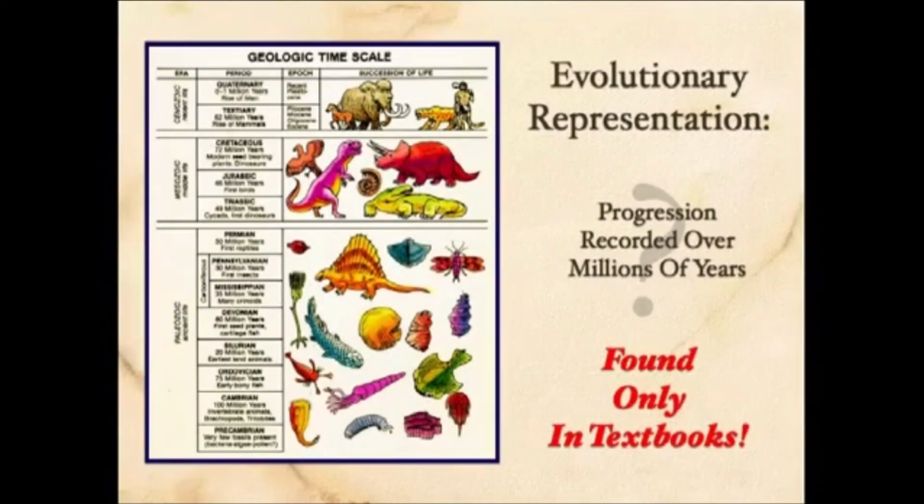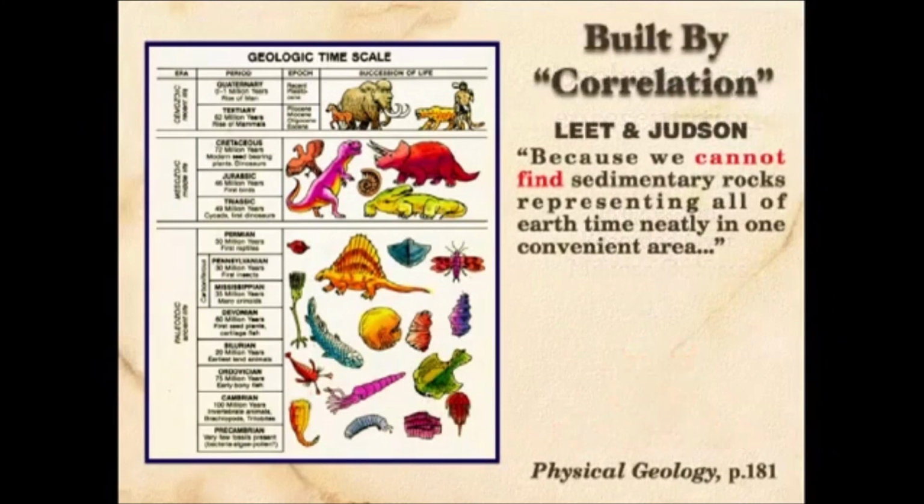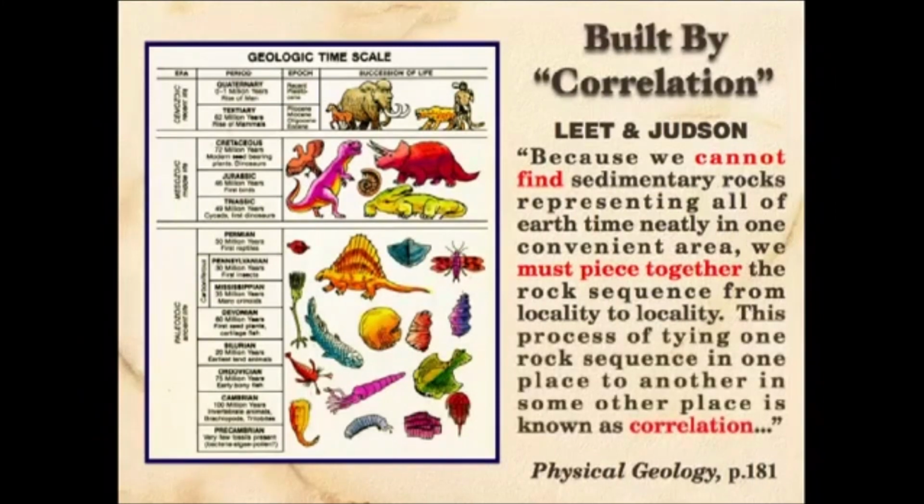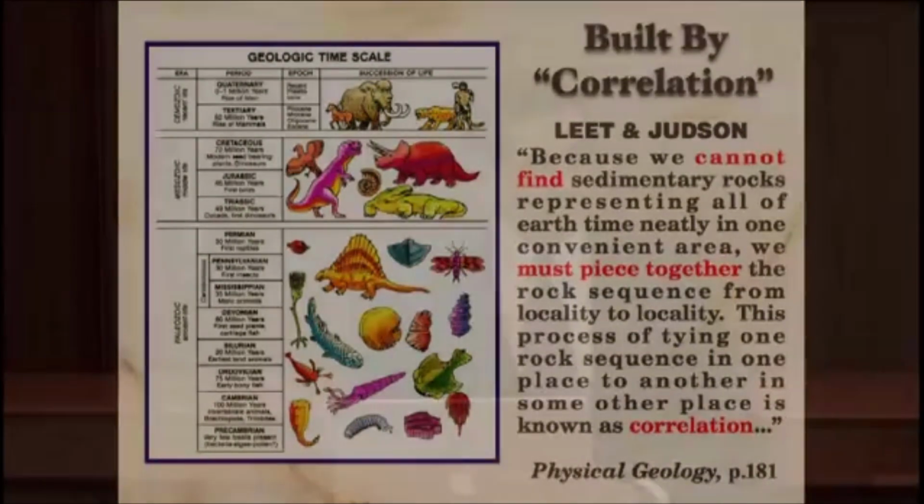Now, if that sounds like a rather brash statement, notice the quote from Leet and Judson, one of the typical textbooks used as a geology text in our universities. "Because we cannot find sedimentary rock representing all of Earth time neatly in one convenient area, we must piece together the rock sequence from locality to locality. This process of tying one rock sequence in one place to another in some other place is known as correlation."